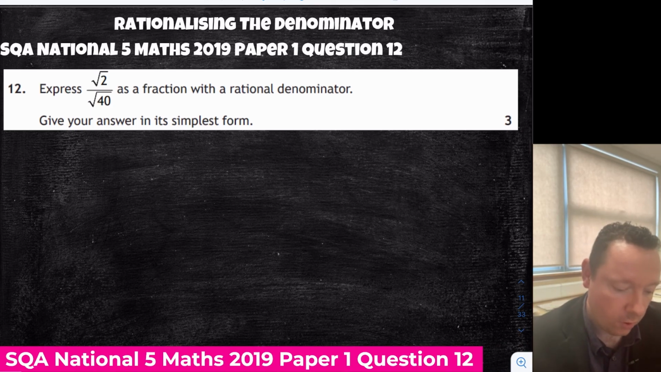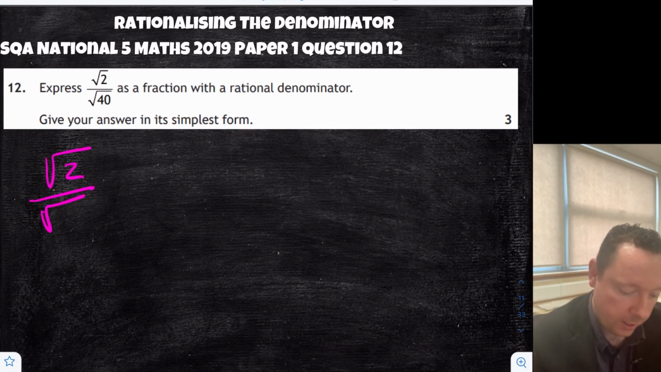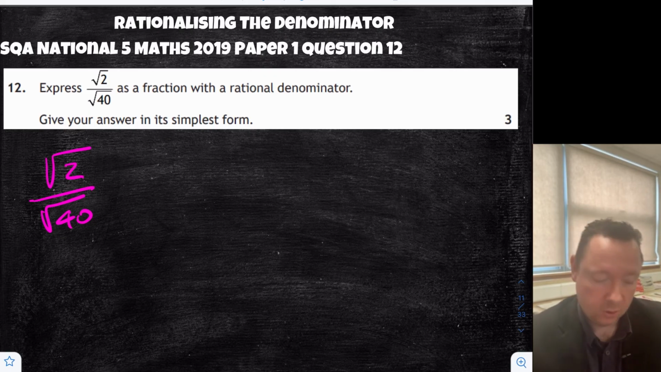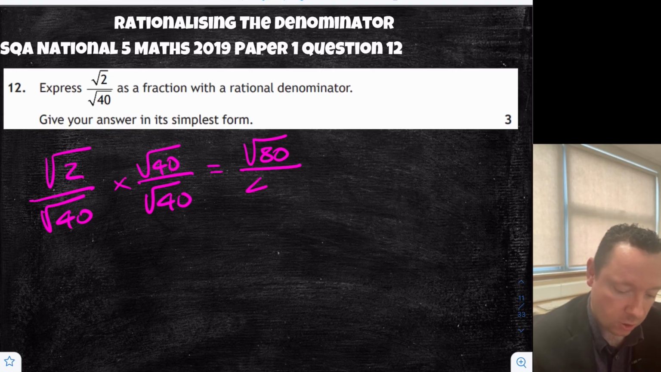SQA National 5 Maths 2019 paper 1 question 12. Express root 2 over root 40 as a fraction with a rational denominator and give it in its simplest form. So we've got root 2 over root 40. You can simplify now or after. So we'll simplify after. Times by root 40 over root 40. That gives me 2 times 40 is 80, so root 80 on the top. And root 40 times root 40 is just 40.